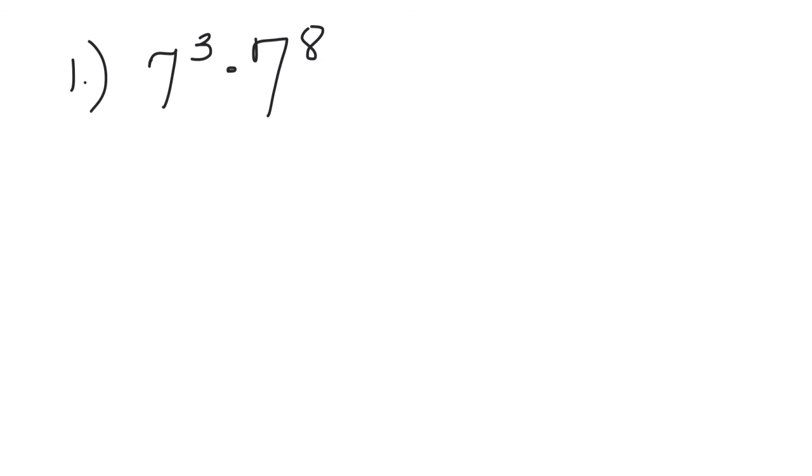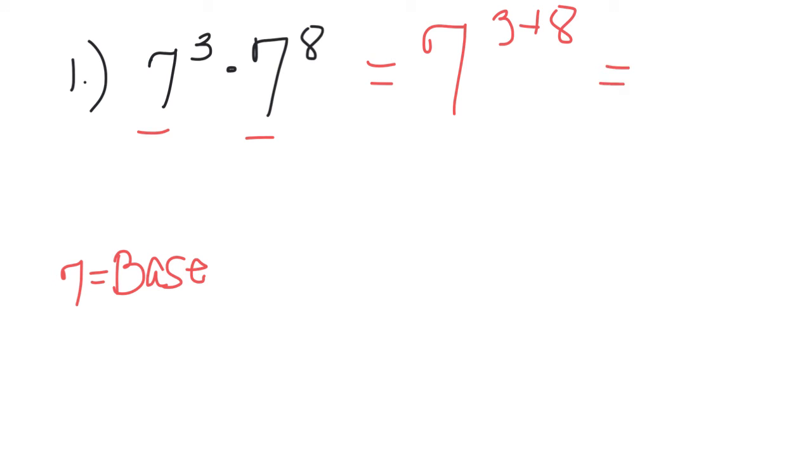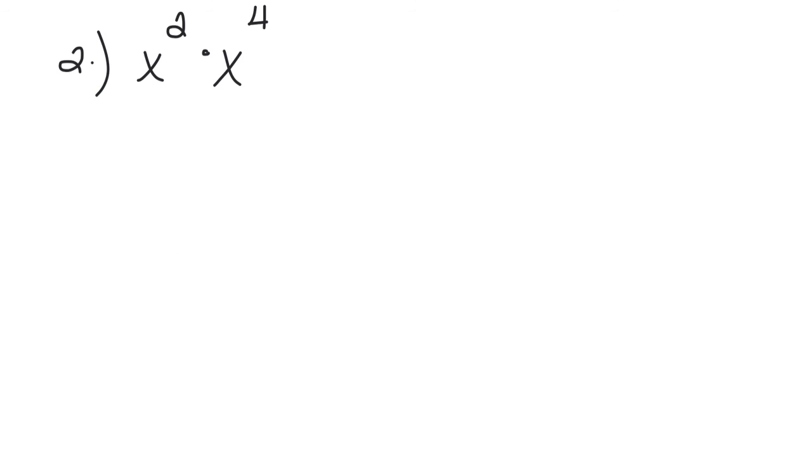Here's example 1. We are multiplying 7^3 times 7^8. And using our product of powers property, we know that when multiplying two powers with the same base, which I have, 7 is my base, you add the exponents. So I'm going to keep the base. 3 plus 8 means that this is 7^11.